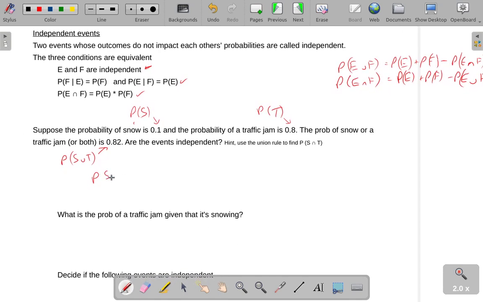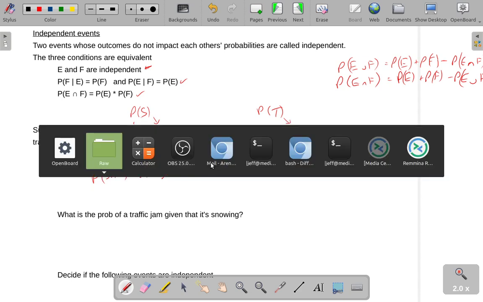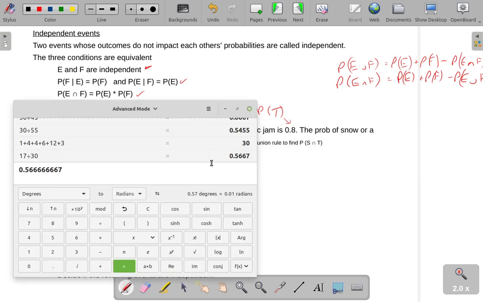So the probability of S intersect T is going to be 0.1 plus 0.8 minus 0.82, which gives me 0.08.